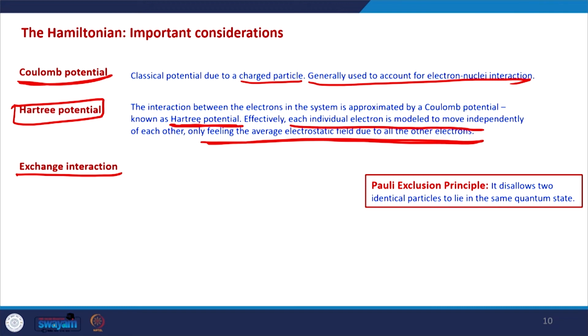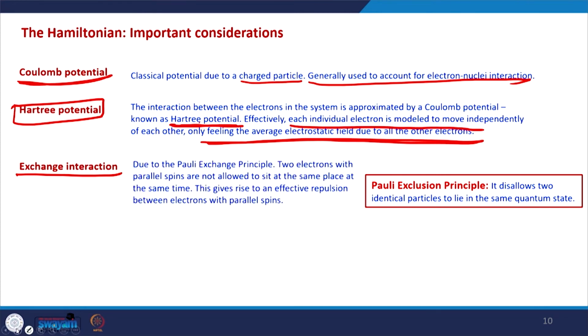In other words, what it means is that two electrons of the same spin cannot be at the same place at the same time. Two electrons of opposite spin can occupy the same orbital, but two electrons of the same spin cannot occupy the same orbital, same state. So the exchange interaction is essentially due to Pauli's exclusion principle: two electrons with parallel spins, with identically oriented spins, are not allowed to sit at the same place. This in a way gives rise to an effective repulsion between the electrons of parallel spins.